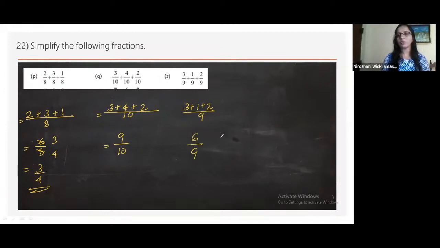What can we do? Over the line and below the line are divisible by 3. So you can simplify this. How many 3's here? 2. How many 3's here? 3. 2 over 3 is the answer here.